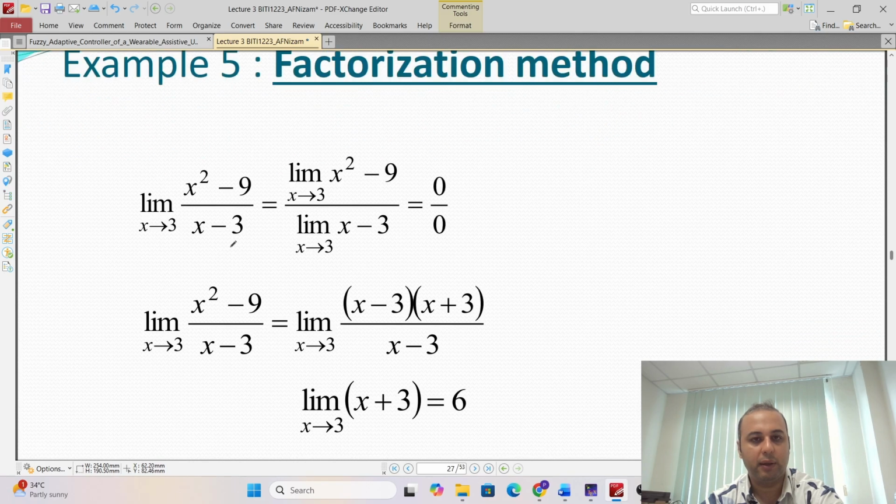Factorization. Okay, how does factorization work? We have the limit of (x² minus 9) over (x minus 3) as x approaches 3.